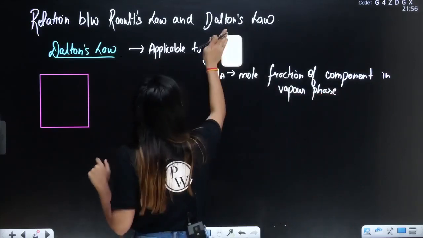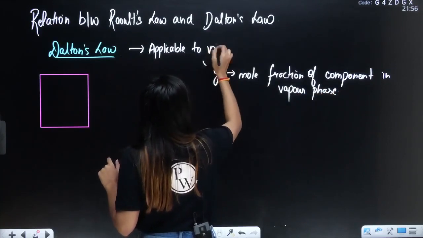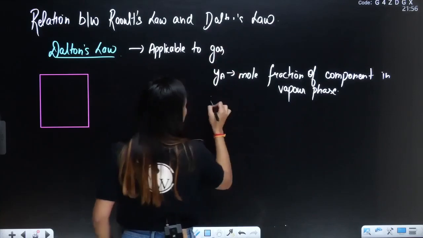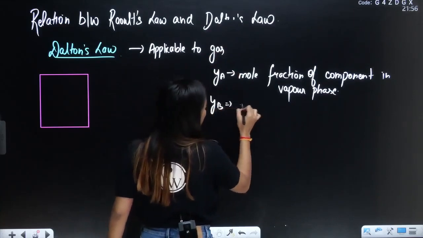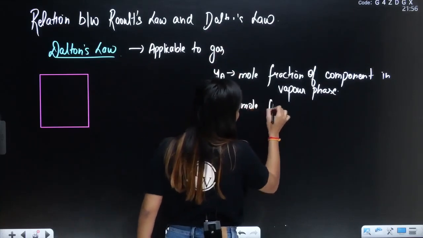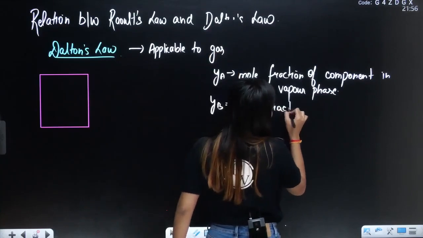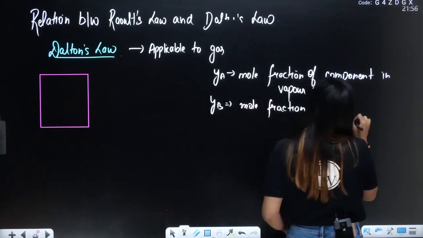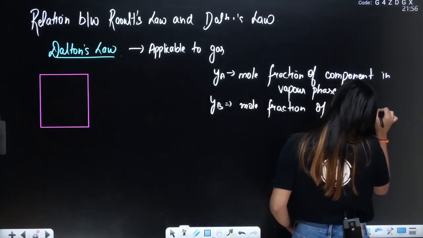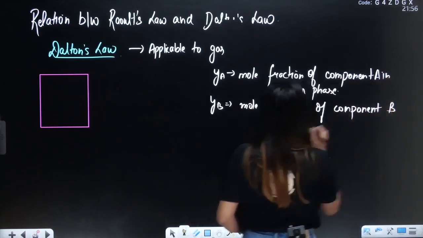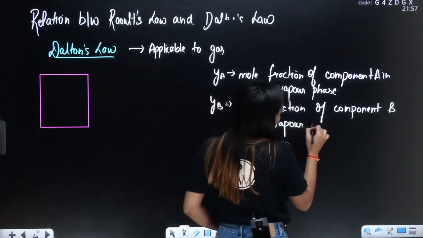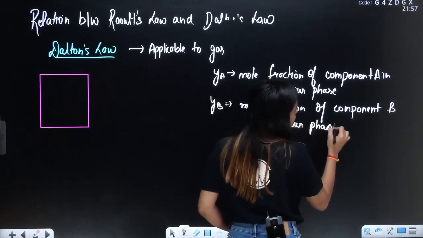Let me say it was applicable to vapors. Okay, gases is okay. Vapor is a special form of it. YB is the mole fraction of component B and A in vapor phase.